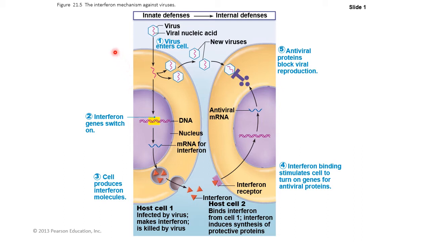The way that interferon works: a virus enters a cell, and before it has access to really cause a problem, a gene is turned on for interferon. The cell starts to produce interferon molecules. Then the interferon binds and stimulates nearby cells to turn on genes for antiviral proteins. So it goes to other cells and causes them to produce this antiviral protein that blocks the ability of the virus to get in the cell. That's the idea of interferon: it's able to protect surrounding cells from viral infection.